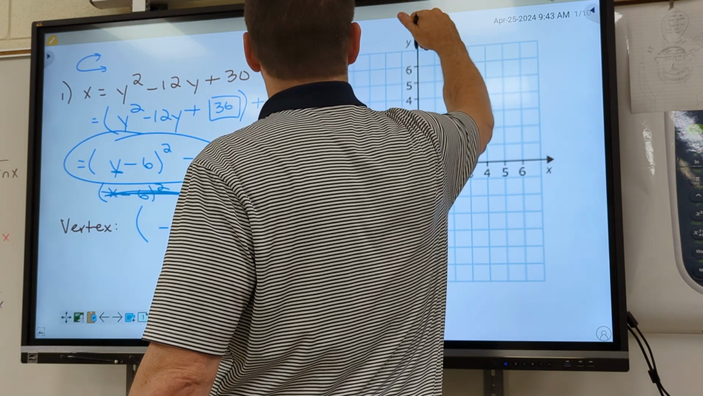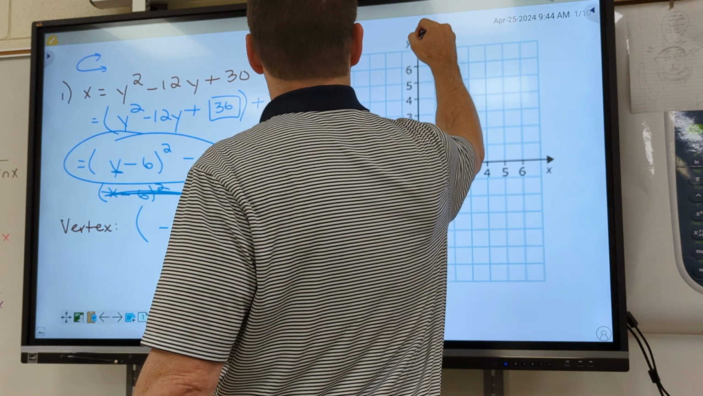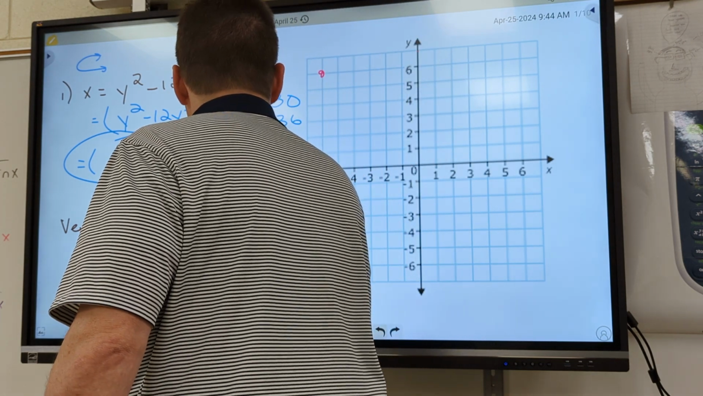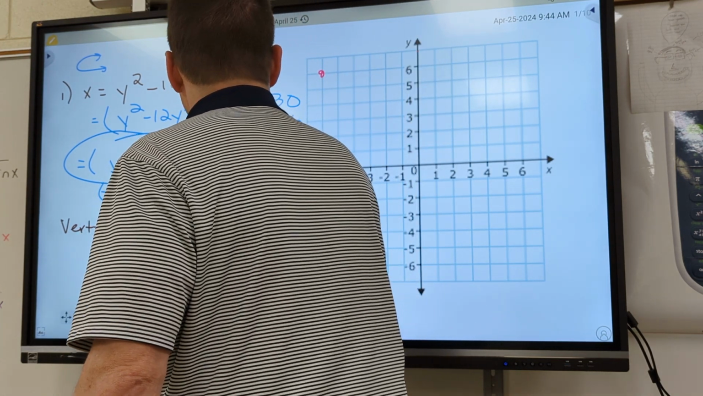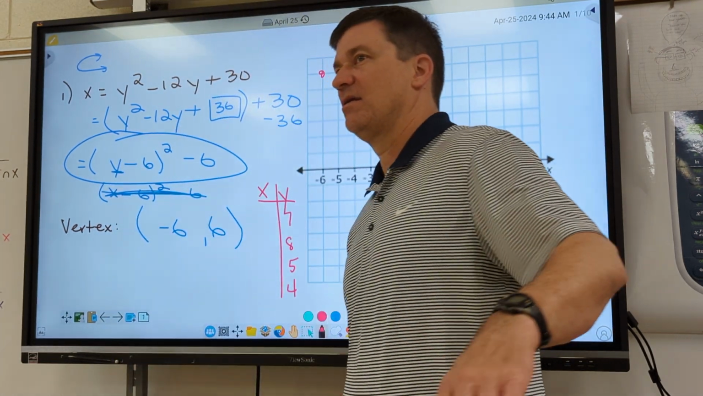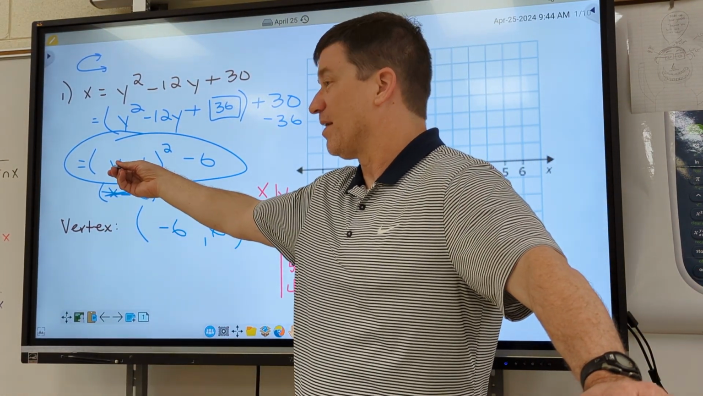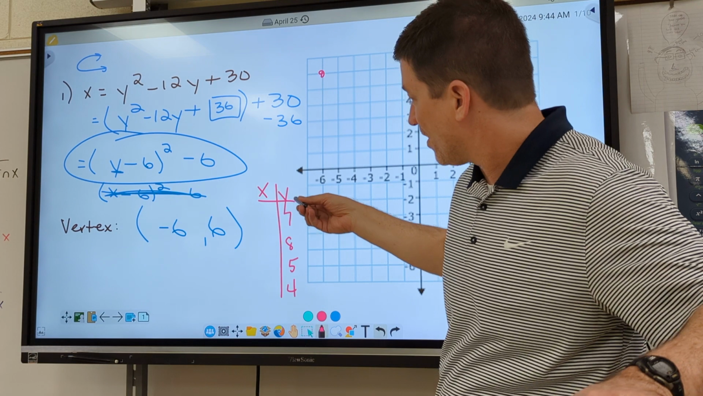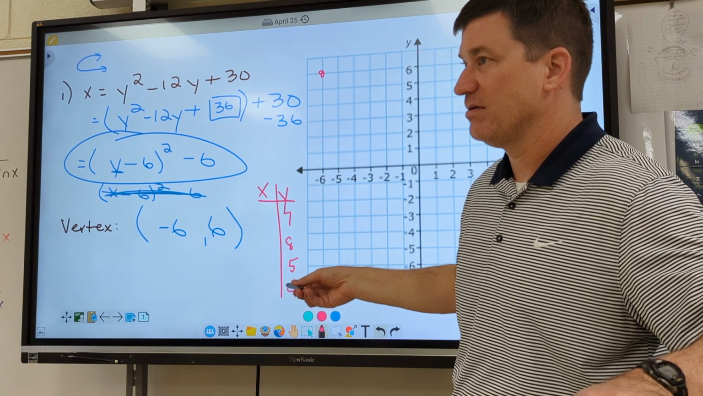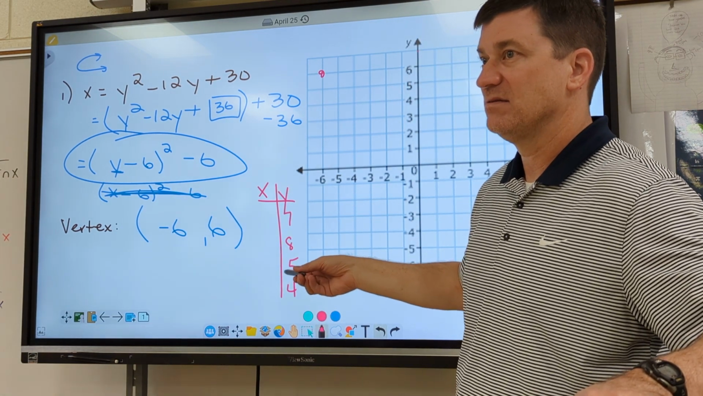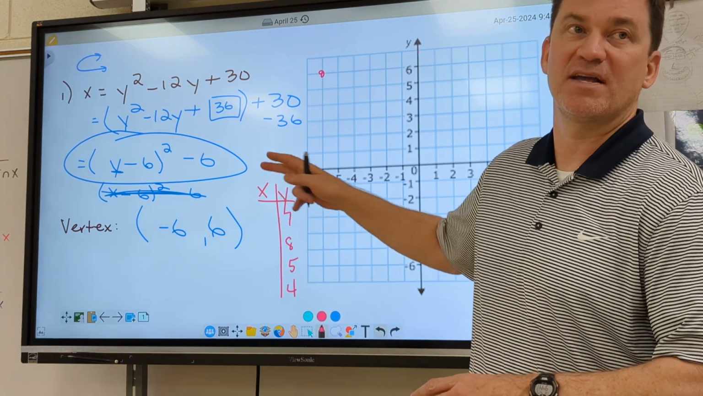So above I got 7 and 8 if I go above. Below I got 5 and 4. Now look at what I did. Since I'm plugging my number in for y this time, I had to write my numbers on the right side of the chart because that's the y-axis side, not the left side. So that's the second change.